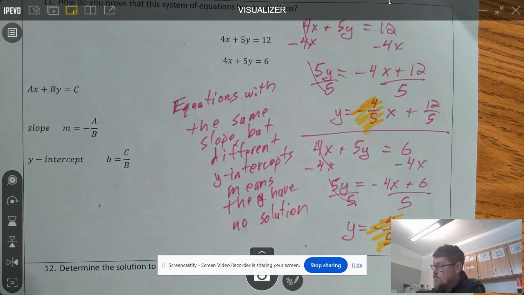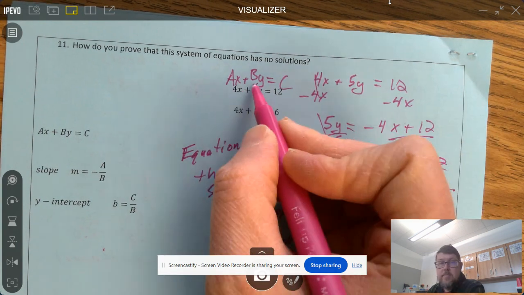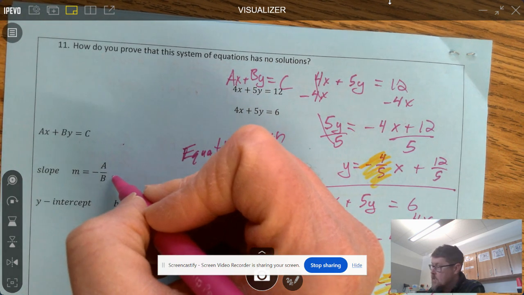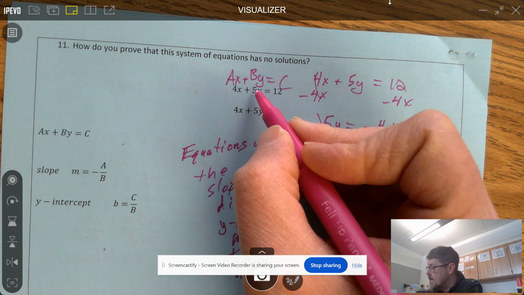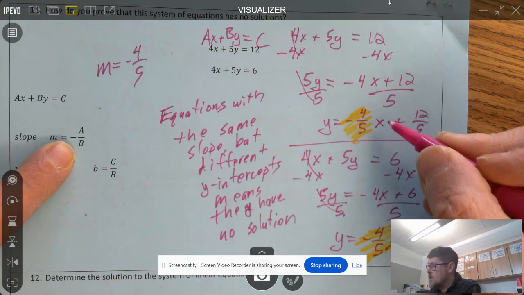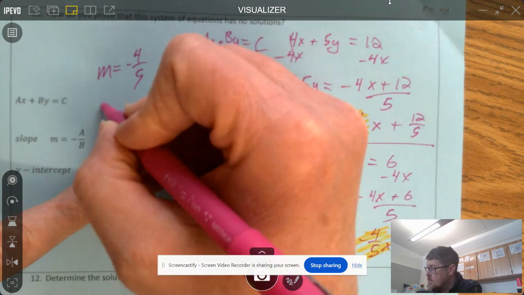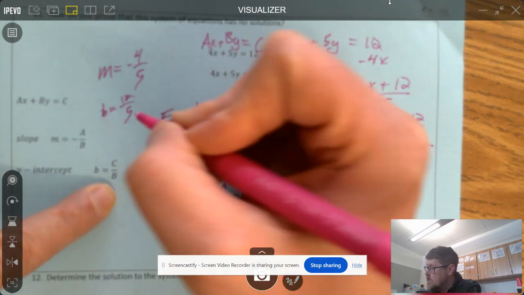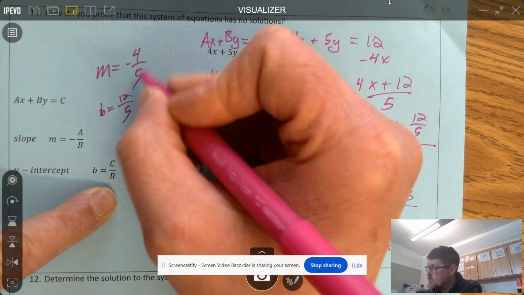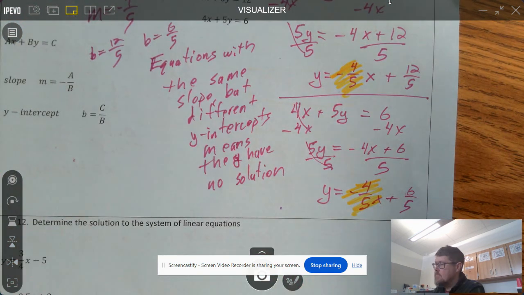There are shortcuts you can do, right? That you don't have to go through all that work, right? We've got this in the form of ax plus by equals c. If you look here to find the slope, you can just do a over b and change the sign of it. So this a over b would be 4/5, and then you make it negative, you change the sign. And isn't that what we just did here? Okay. To find the value for b, you take c over b. So this would be 12/5 for the first one, and then 6/5 for the second one. That slope is negative 4/5 for each one, right? And that's the exact same thing we just got, right? So just different ways to do that.